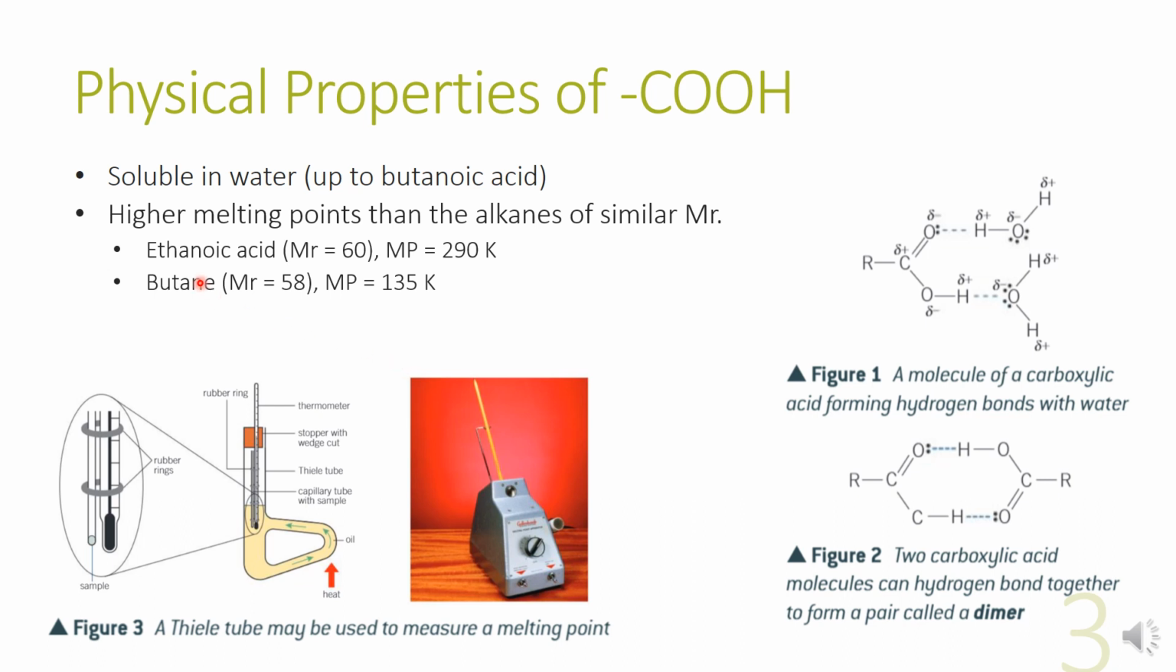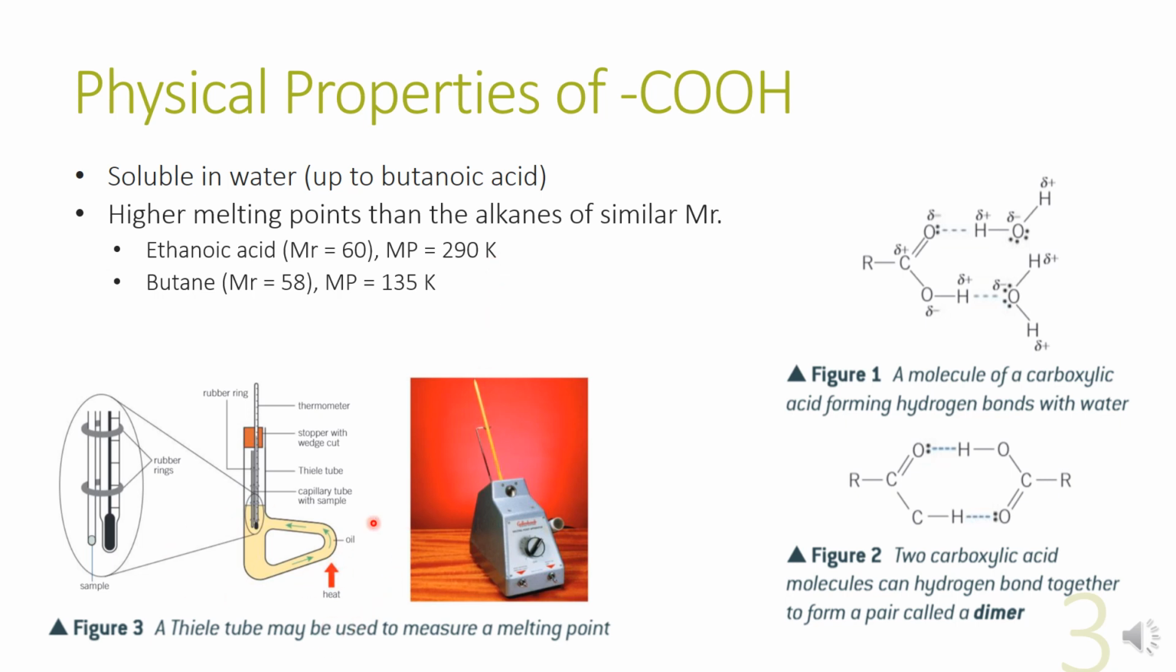And then the other physical property of carboxylic acid is that it has higher melting points compared with the alkanes with similar Mr value. For example, ethanoic acid with the Mr value 60, and butane, an alkane with an almost similar Mr value, around 58. The acid will have a higher melting point compared to the alkane. Again, it is because of the presence of hydrogen bonds between the molecules, which gives a stronger attraction between each other, hard to break the bonds. So we need more energy to break it.